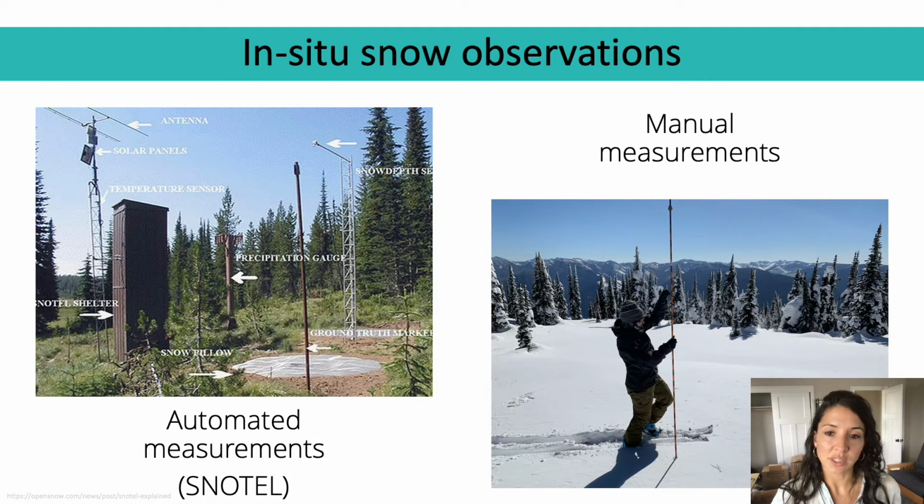These snow observations can be automated or manual. The image on the left shows an example of an automated snow telemetry or SNOTEL station. SNOTEL stations are at fixed locations and provide data at high temporal resolutions. SNOTEL stations are typically located in relatively flat, sheltered terrain that's easy to access by cars. Manual snow measurements, on the other hand, are made by individuals or teams of individuals, and while they're less frequent and regular in time, they can be done anywhere on the landscape.